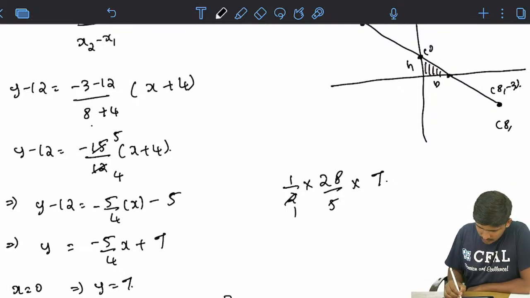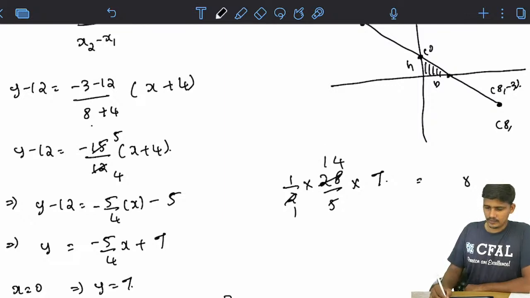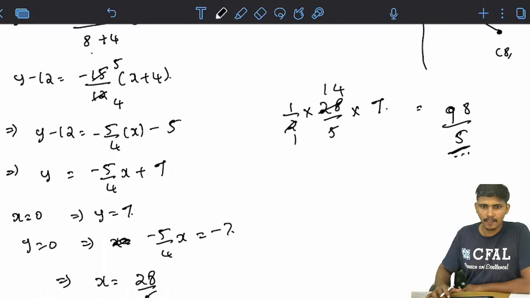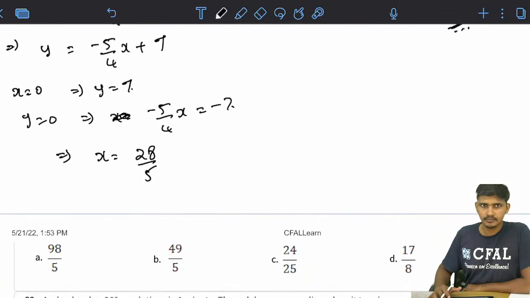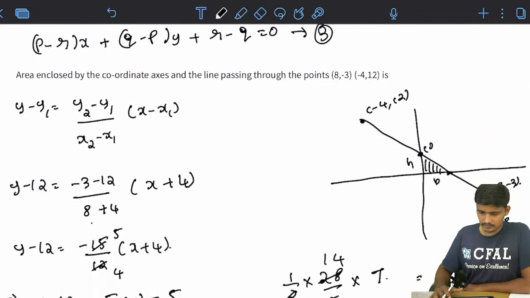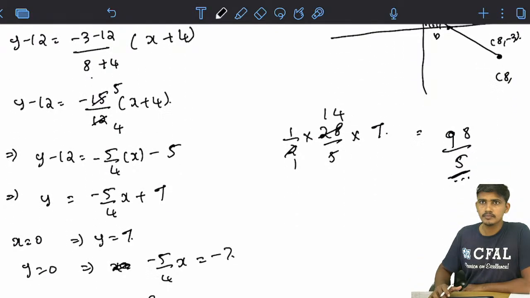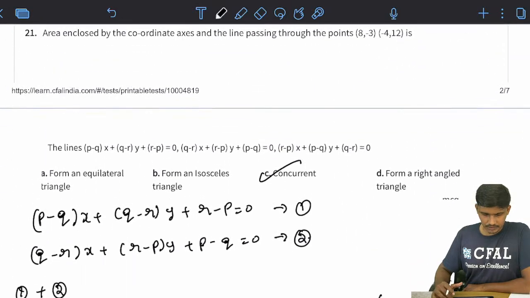So this is 2 ones are 2, 1, 4. So 14 into 7, so 28, carry, 98 by 5. So the answer will be equal to just 98 by 5. I hope this is clear. Any doubts? Yes, fine. If that is clear, then we can move to the next question.